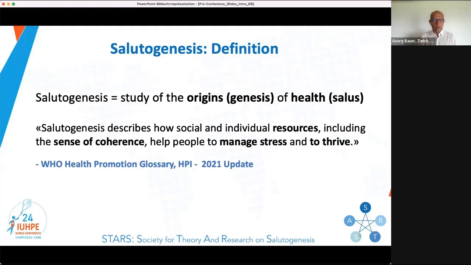In a nutshell, you find this definition of WHO, which we provided to this group, that salutogenesis really is about the study of the origins, the genesis of health, in Latin salus, and this is exactly the word salutogenesis, the origin of health rather than disease. And as you see here, it describes how social and individual resources, including the sense of coherence, help people to manage stress and to thrive. So that's in short our definition of salutogenesis.